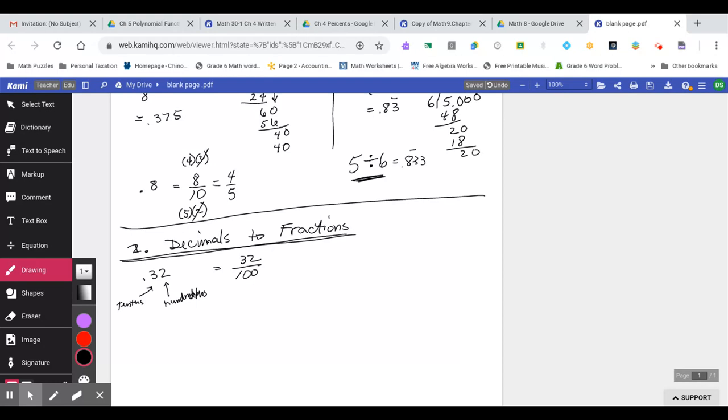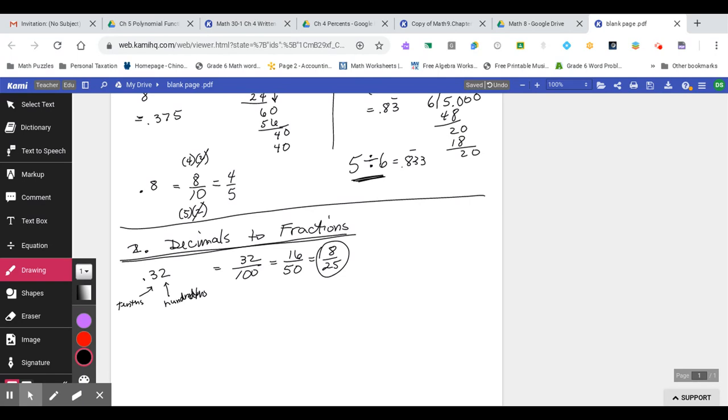Are you done? Pretty much. Now you just need to reduce it if you can. So you can think of what goes into 32 and 100, or what common factors there are. And of course, we could start with 2. We would get 16 and 50. And you could do 2 again, and then you'd stop. So decimals to fractions are quite simple. You just have to be able to reduce pretty well.